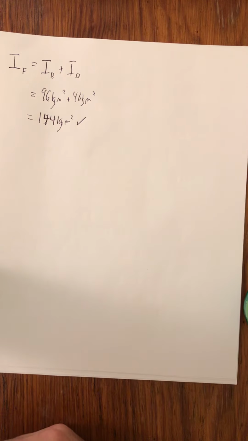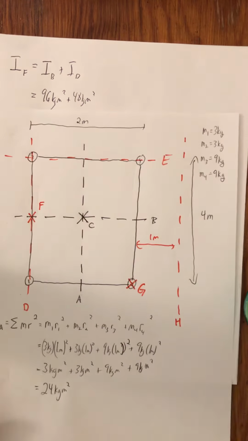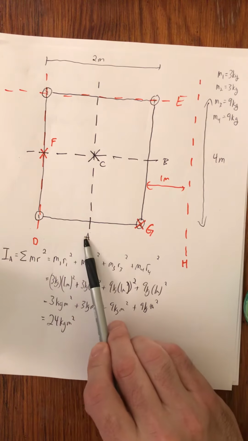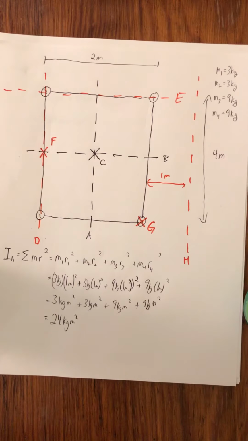So notice we said perpendicular axis theorem. I wonder if there's something called a parallel axis theorem. And there is, and that shouldn't be shocking. So let's look back at our picture. Notice here we have a bunch of axes that are parallel to each other. For example, D, A, and H are parallel to each other.